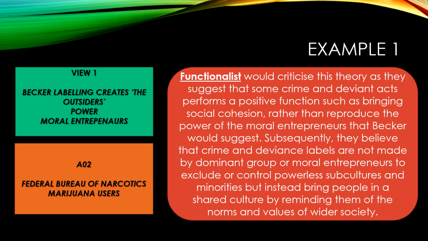He used the example of the Federal Bureau of Narcotics and how they criminalised marijuana use to expand their power over powerless groups. Now, this student starts to evaluate this by using functionalism, and they start by suggesting that crime and deviance actually performs a positive function, bringing in social cohesion. Now, if the student had stopped there, it would appear a little bit bolt-on. It's like, well, what's the relevance of that?